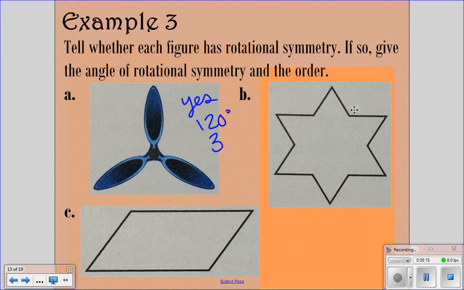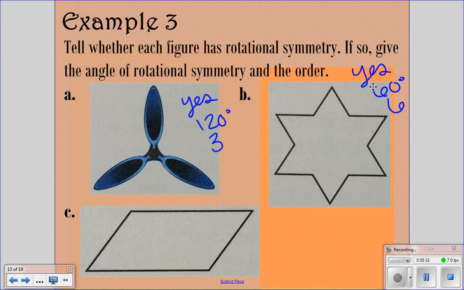For B, it does have rotational symmetry. And we have 1, 2, 3, 4, 5, 6 peaks. So it's going to be an order of 6. And so 360 divided by 6 is 60 degrees.